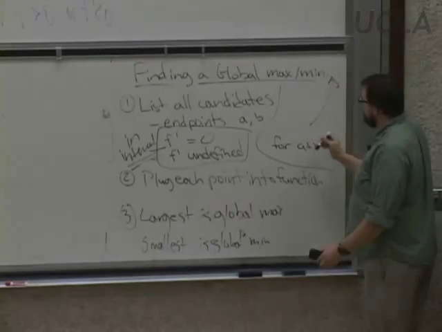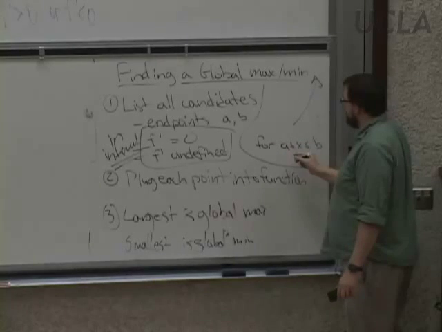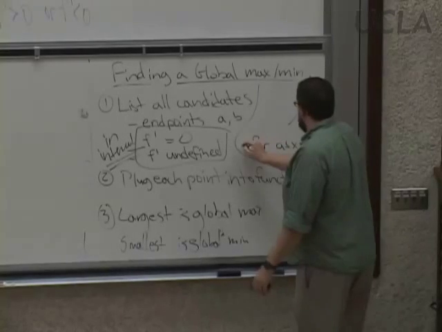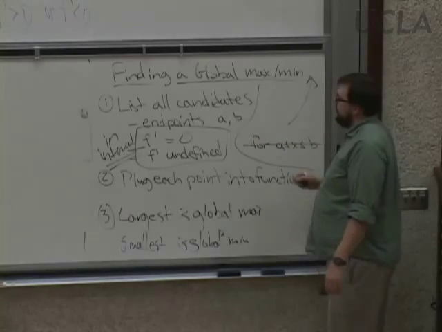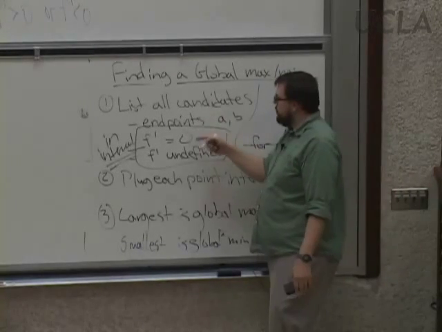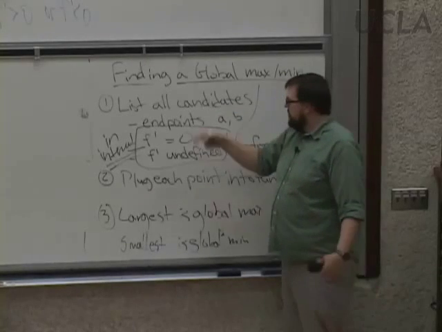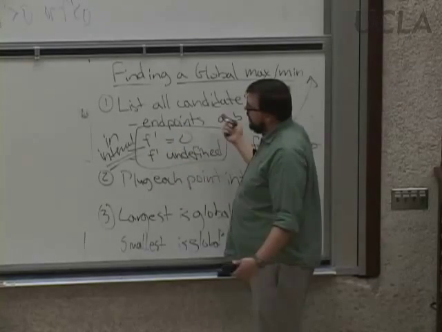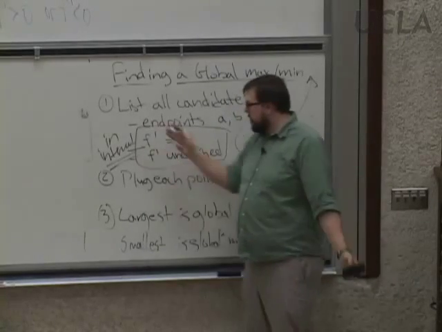Now, we don't have to do an interval. It doesn't have to be a closed interval. It can be any interval, or it could be the whole set of real numbers. So I'm going to cross this out. We do the same thing. We list all our candidates. There might be endpoints. If they are, we throw them in. If not, that's fine. We list the critical points that are in the interval, if there is an interval. If not, just list them all.